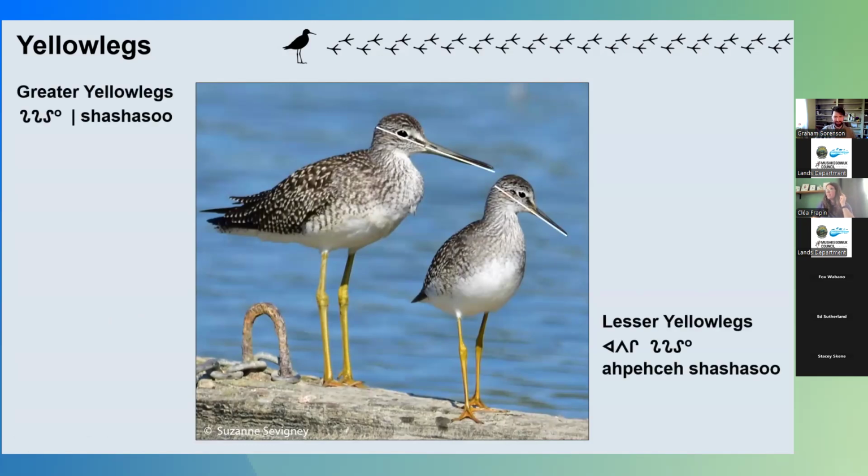So, of course, we have the greater yellowlegs on the left, the lesser yellowlegs on the right. And again, you can see that the length of the bill is really telling. Of course, on a picture you can draw on it, so it's even easier than in the field with binoculars, but overall you can tell.